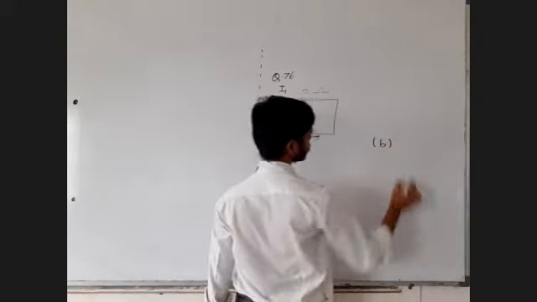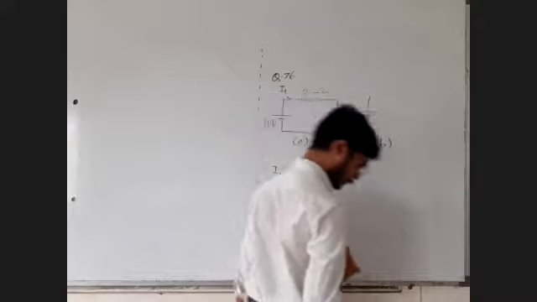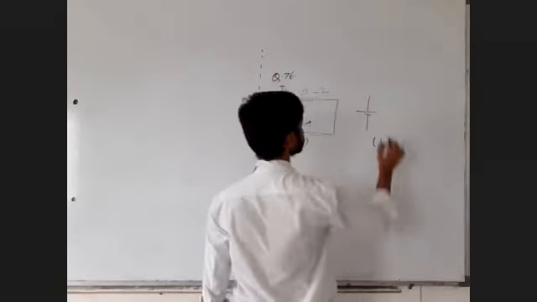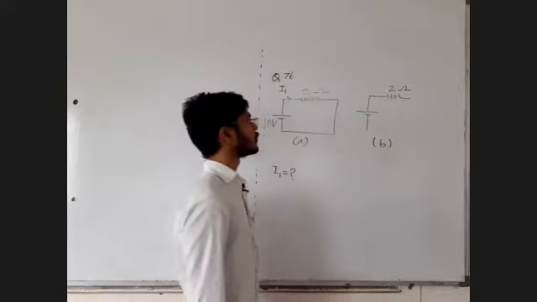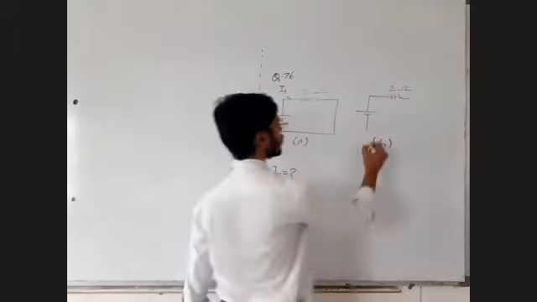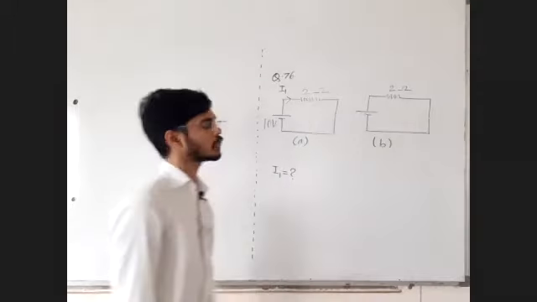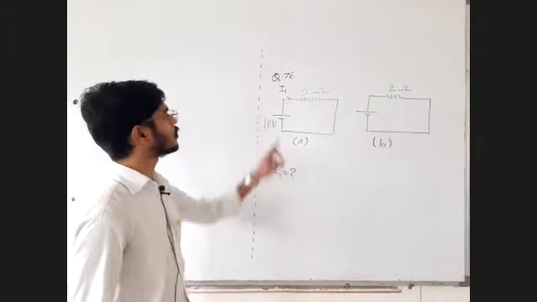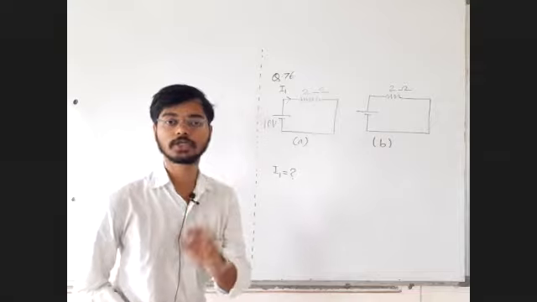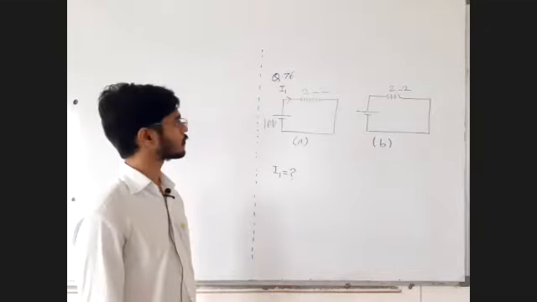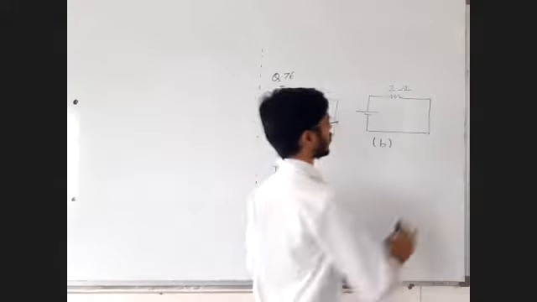Circuit number B. 10-volt battery, then again 2 ohm resistance. Now don't draw anything. Observe here. This was our previous circuit. Now what happened? We want to measure current given by the battery. If you want to measure current in the given branch, you have to cut the branch. Let us cut the branch.